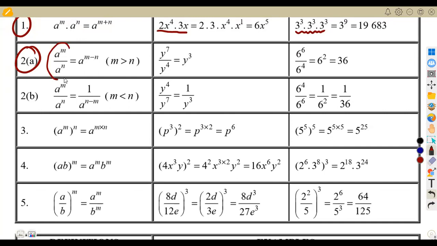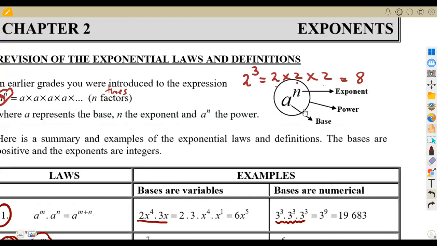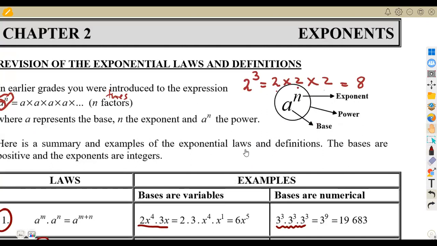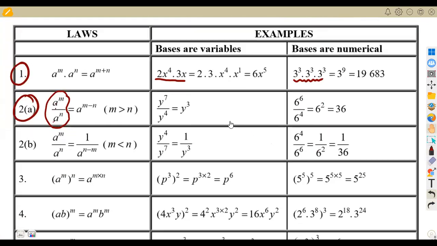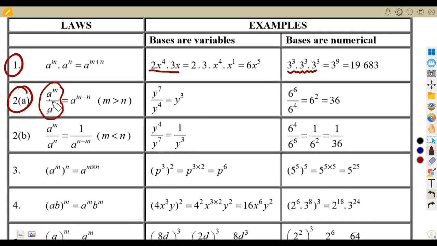If you're dividing, and these two are the same, that is, your bases are the same, or we are working with the powers being the same, because remember we talked about the whole of this thing being a power. So as long as these bases that we see, a to the exponent m and a to the exponent n, are the same, and you are dividing, you are going to subtract your exponents. But this is provided that your m, this one on top, is greater than n.